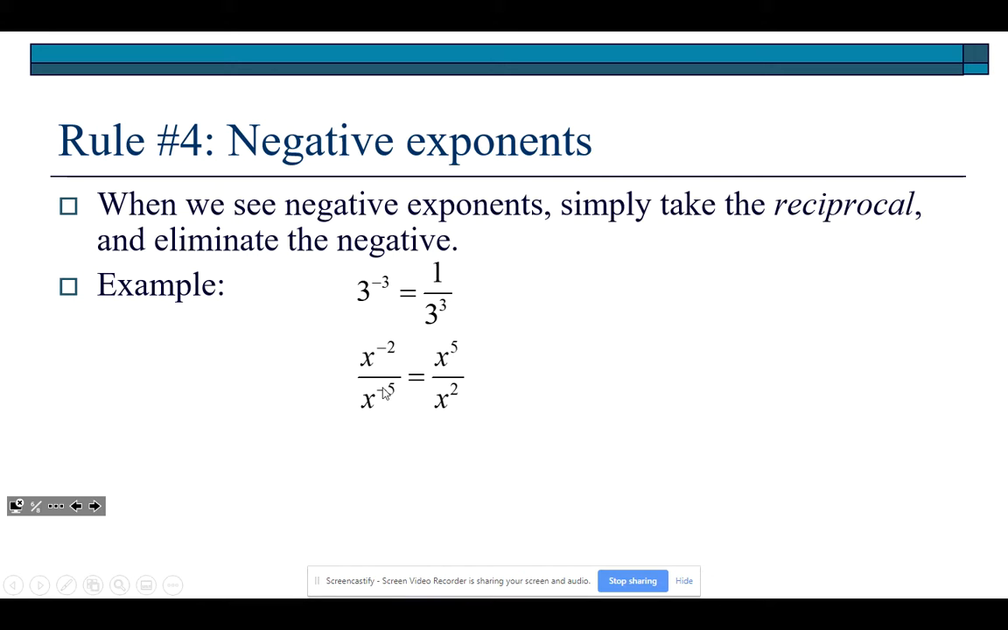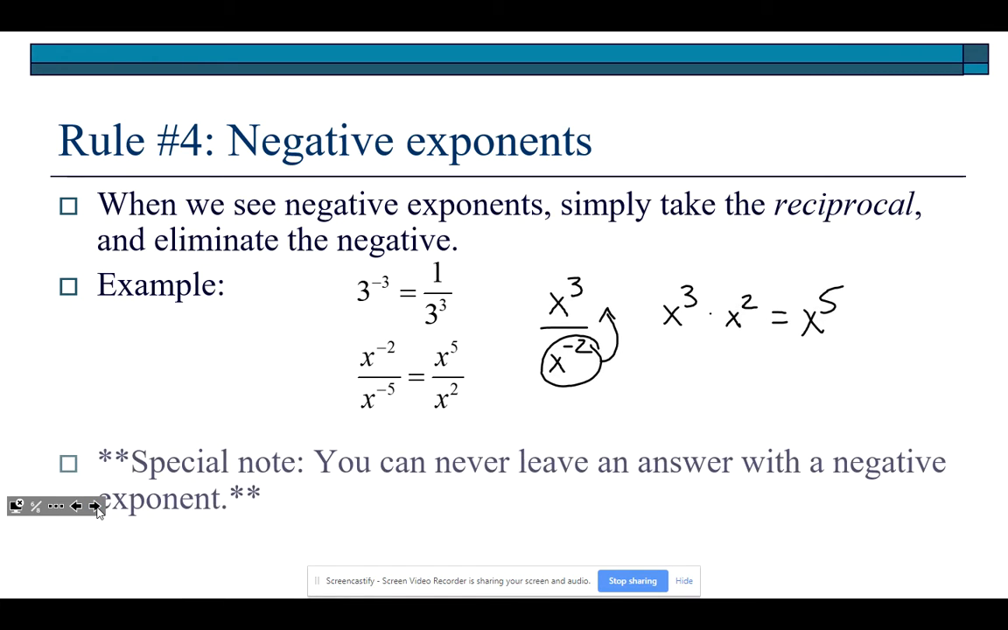A third example for you would be if we had something like this. x to the third over x to the negative 2. The only thing that we're going to move is the negative exponent. So this moves up top. So we're left with x to the third times x squared, which of course by rule 1 is equal to x to the fifth. The key portion of this is knowing that the only things we are moving are those that have negative exponents. And of course, a special note, anytime you have negative exponents, you are not allowed to leave that answer alone. You must leave all answers with positive exponents.